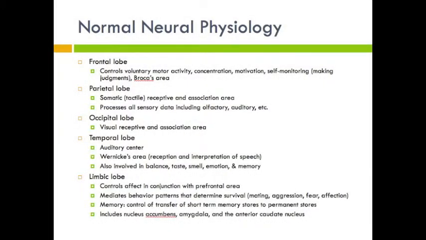So remember, the two cerebral hemispheres are broken down into lobes. The frontal lobe controls voluntary motor activity, concentration, motivation, self-monitoring, and Broca's area. The parietal lobe has somatic, receptive, and association areas. It processes all sensory data, including olfactory and auditory. The occipital lobe is a visual, receptive, and association area.